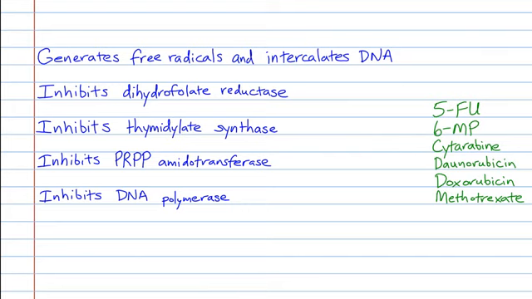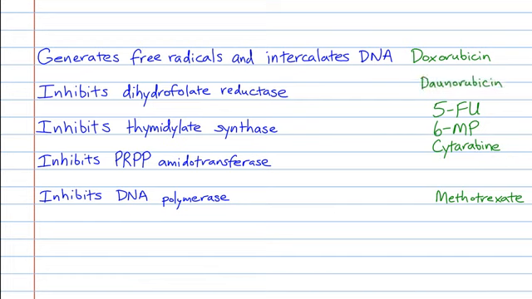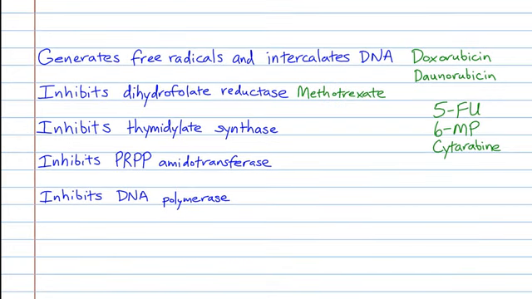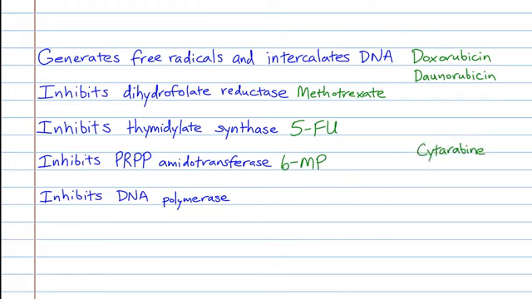So the first one is generates free radicals and intercalates DNA. That's actually 2 of our drugs on our list. It's doxorubicin and also daunorubicin. The next one inhibits dihydrofolate reductase. That's methotrexate. The next one inhibits thymidylate synthase is 5-FU. And then the one that inhibits PRPP amidotransferase is 6-MP. And the one that inhibits DNA polymerase is cytarabine.